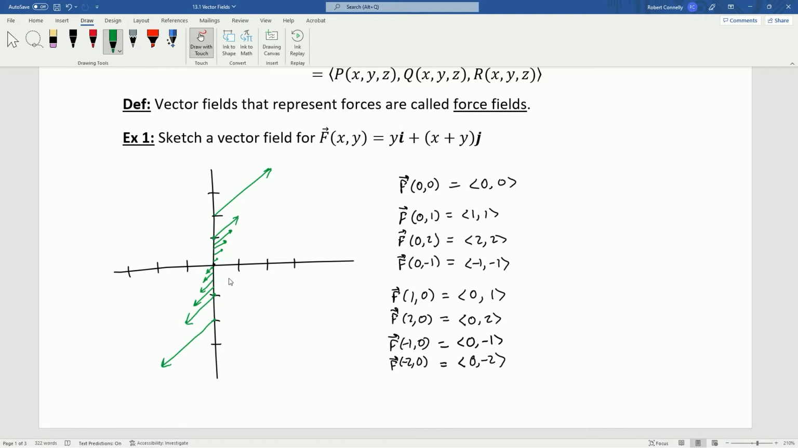Okay, so at 1, 0, our vector just goes up 1, not to the right. So our vector goes straight up a distance of 1. And at 2, 0, it goes right 0, up 2. And for these points on the left side, basically the same thing, except our vectors are going down.